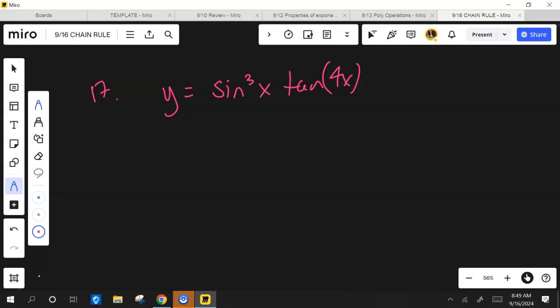How many embedded functions do you see? I see 3 functions altogether, but I'm talking about applicable to the chain rule. All right, look, this is multiplied. Actually, 2 sets of 2, but no more than 2 at one time.